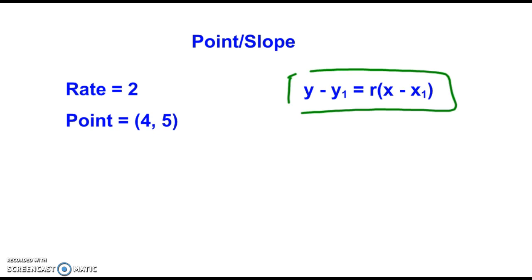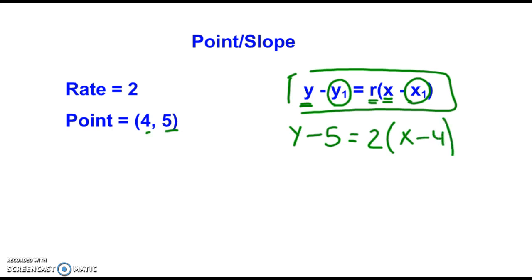So here, this is your generic y variable. This is the y from your point. This is your rate. This is just the generic x variable. This is the x from your point. It's a fill in the blanks. y minus the y from my point equals the rate times x minus the x from my point.